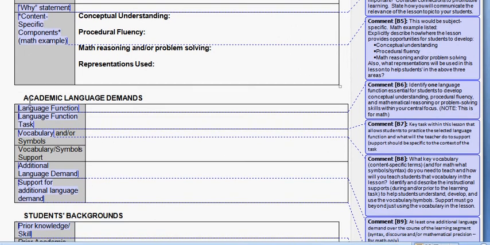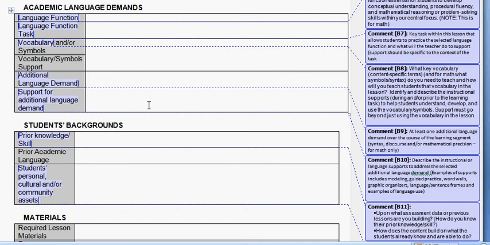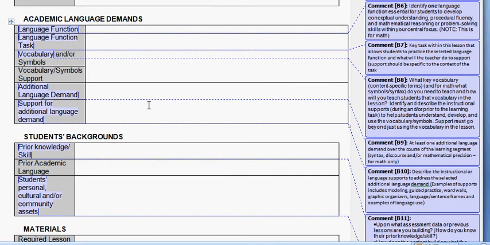Okay, so moving on to academic language demands. This is a really, really important section for your edTPA. Okay, it's going to be specifically addressed and assessed. I believe it's rubric number 4, at least for secondary math it is. So what you're going to have to do is identify what's called a language function. Okay, so what that means is you're identifying one language function essential for students to develop conceptual understanding, procedural fluency, and math reasoning. And again, this is a math specific one.